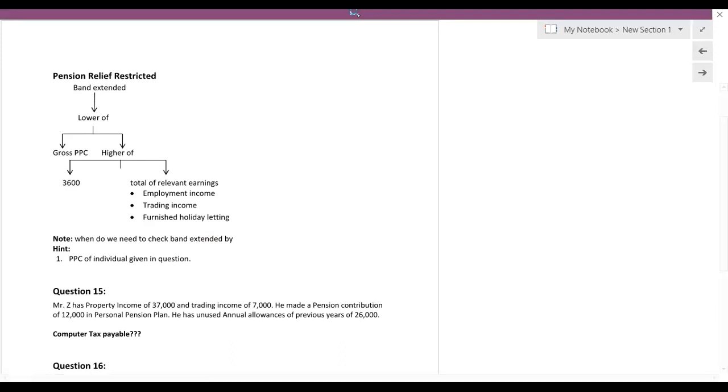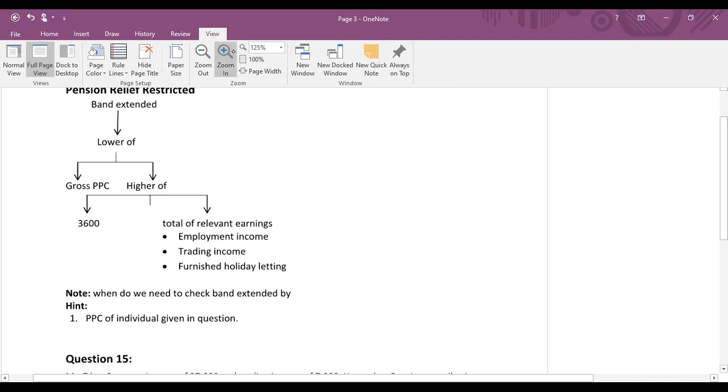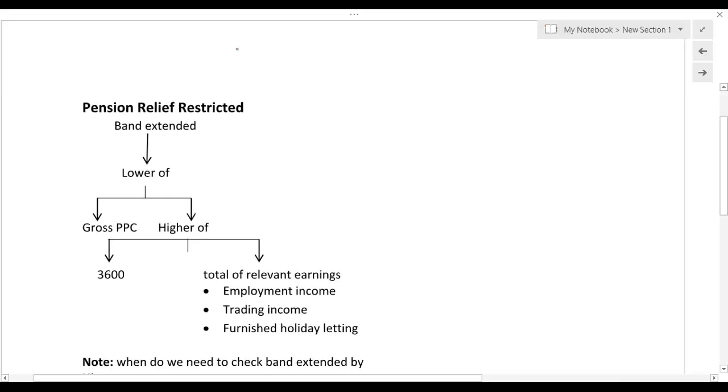Okay. Now let us discuss one more concept. What is that concept? Actually, this concept is very important. Every concept is important, but this is very important, which we are discussing right now. What is that? Actually, there's a rule relating to gross PPC. Basic rate band and high rate band will increase by exactly what amount? There's a rule for that also.